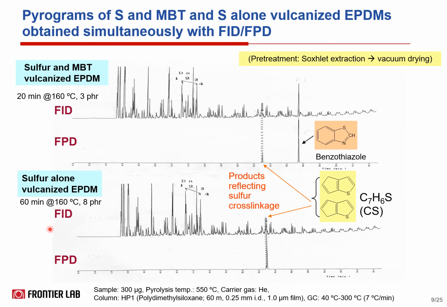Looking at the pyrograms, the same peak as the top one was observed, but only two CS components were observed in FPD, and no benzothiazole peak was observed in both pyrograms. Therefore, it was found that the two CS components were pyrolyzed components from the cross-linked portion where ethylidene norbornene and sulfur were chemically bonded.